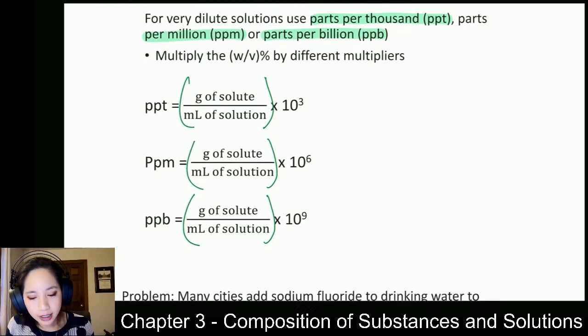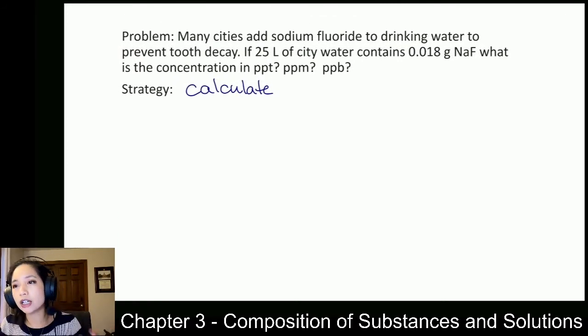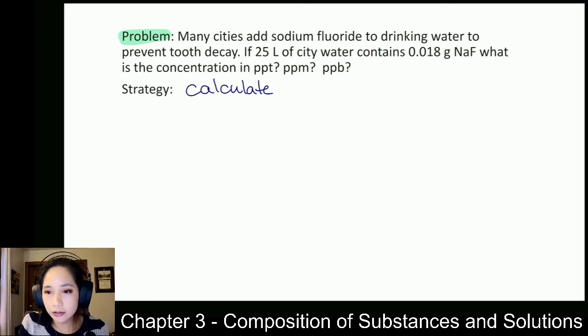So the last slide here, I'll show you an example of how we can use parts per thousand, million, and billion. In this problem, again, we're thinking of weight over volume ratio, that kind of concentration unit. Many cities add sodium fluoride to drinking water to prevent tooth decay. So if 25 liters of city water contains 0.018 grams of sodium fluoride, what is the concentration of sodium fluoride in parts per thousand, million, and billion? So my strategy here will be to calculate the weight over volume ratio.